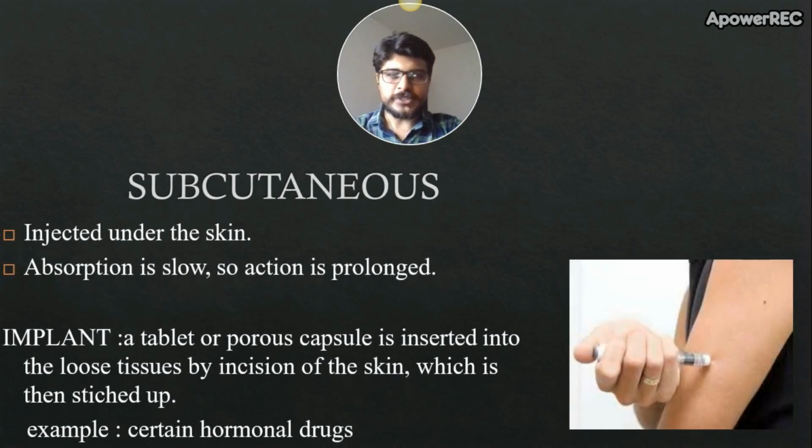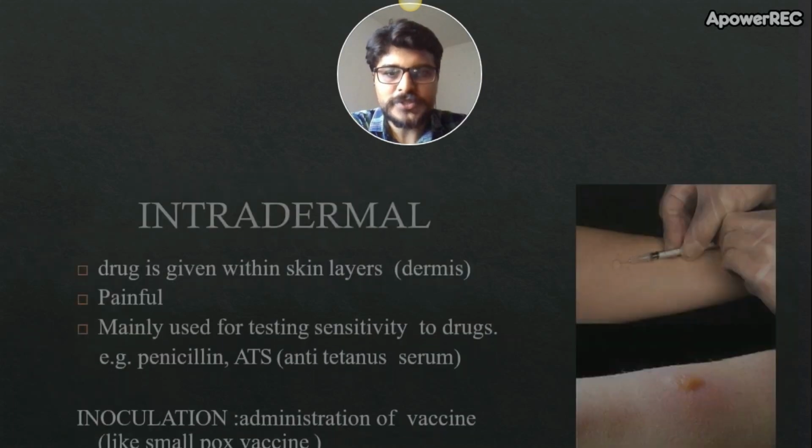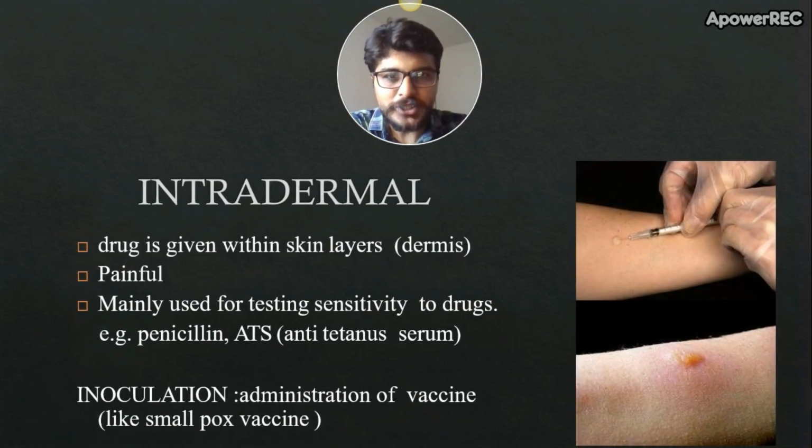Moving on, next is the subcutaneous route. In the subcutaneous route, the injection is given in our tissues, in the subcutaneous layer, right? So the injection under the skin is given, absorption is slow, so action is prolonged. Implants are given via this route. Tablets or porous capsules are implanted in the subcutaneous layer, and then they will release the drug slowly, right? So that is subcutaneous.